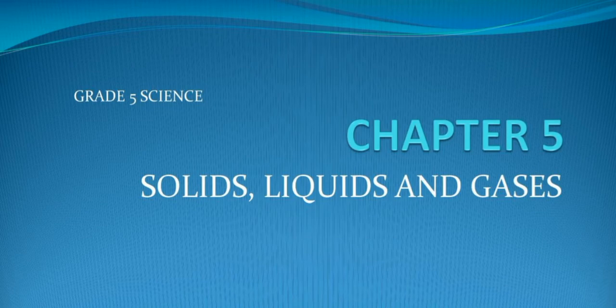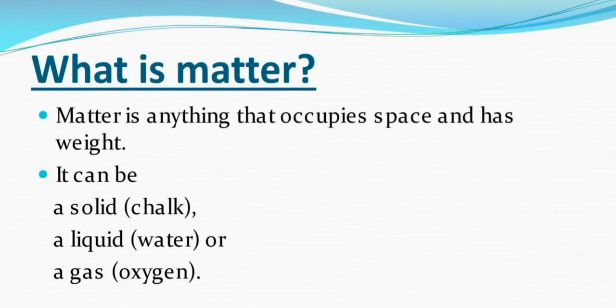Let's start the chapter. In this chapter, we will be learning about three states that are solids, liquids, and gases. So, what is matter? Matter is anything that occupies space and has weight. And matter exists in three states, that is, solid, liquid, and gas.